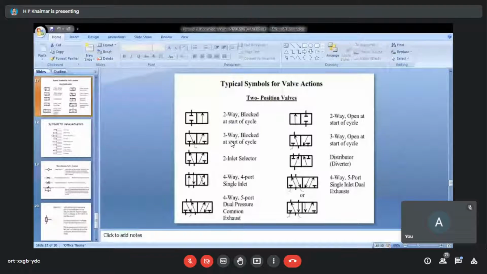These are the critical symbols now. You can just observe this symbol for the timing.